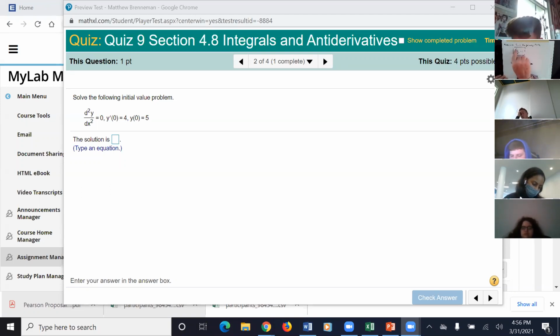Now, when you have a second order derivative, you need two initial conditions, one on the first derivative and one on the function. So these are our two initial conditions. We're told that the derivative function evaluated at 0 is equal to, and in my case, the answer is 4. And then we're told the function itself evaluated at 0 is some number, which in my case is 5. And these are our initial conditions.